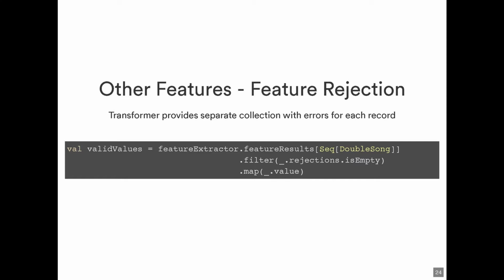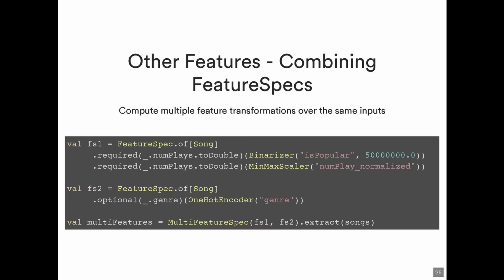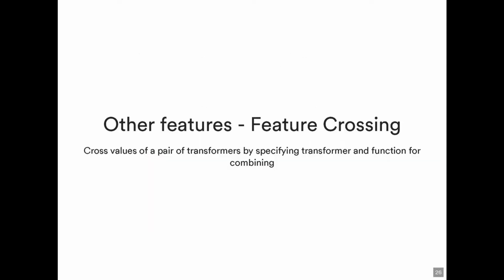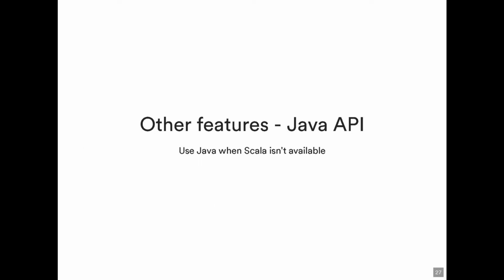You can also combine feature specs. These stay separate, you're building separate features at the same time. Could be useful if you're iterating over the same data set. There's also feature crossing. You can cross the values of a pair of transformers. You just specify the pair, so your binarizer and your min-max maybe, and then you specify a method for combining them. Lastly, there's also a Java API, so if you aren't able to use Scala for some reason, you can do this in Java.